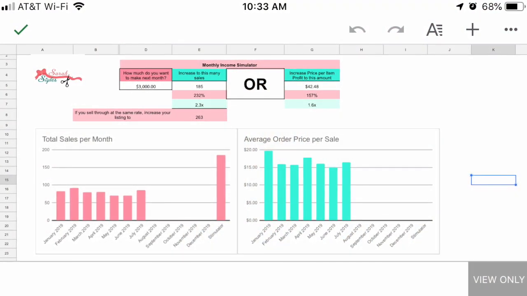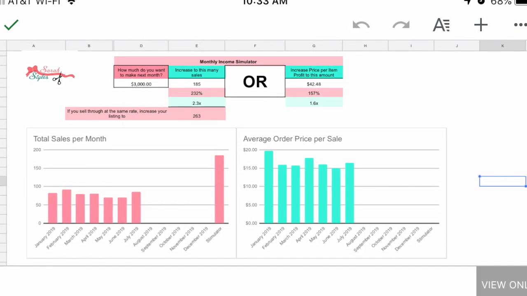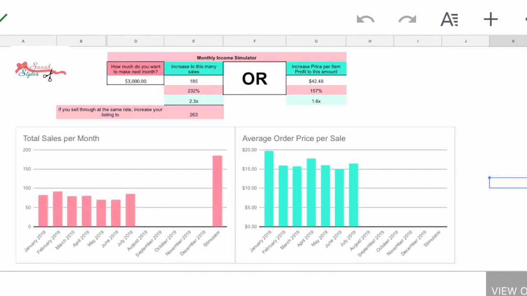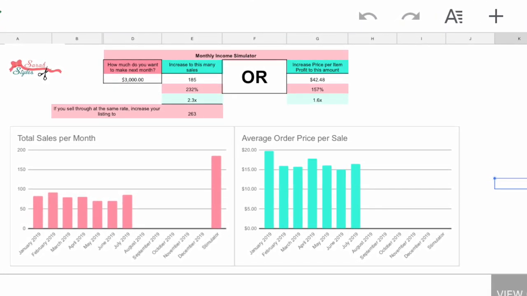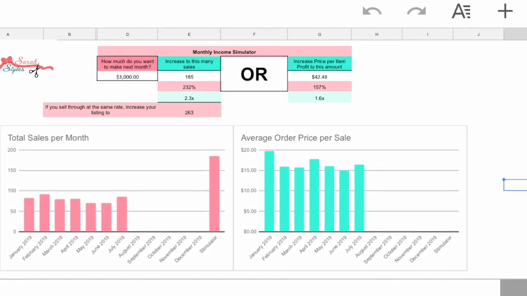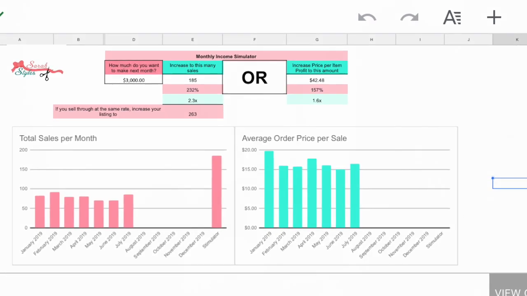This is all just sample data for the purpose of this video, but based off of these historical trends, if I want to make $3,000, I need to sell 185 items if I keep my average price per item the same. And then I can look at the graph too, and it doesn't look as daunting, right? It's not so hard to obtain. And then if I'm like, I can't sell more, I just need to sell at higher price points, I need to increase to $42 an item if I'm going to sell the same amount. So now you have goals to reach for.